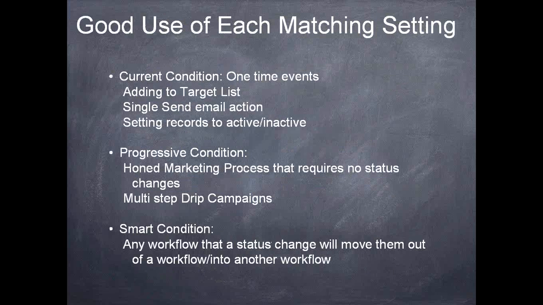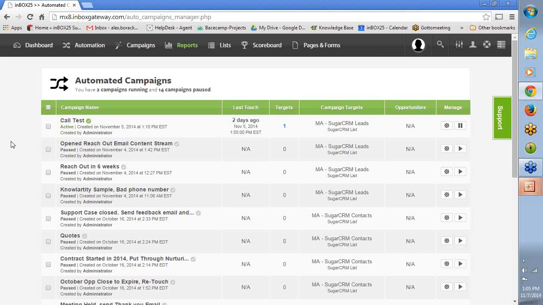Now for smart campaigns, as I mentioned, this will be the massive bulk of your workflows. Any workflow that you can imagine that a status change will take them out of a workflow and possibly put them into another workflow is a great and excellent use case for the smart conditions. So with that being said, let's get right into the demonstration.